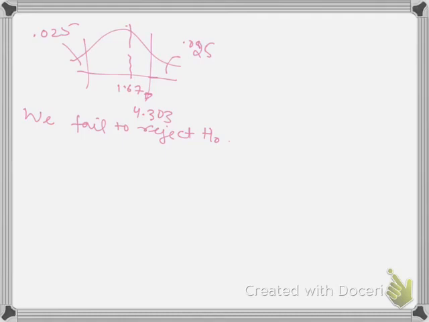Remember, we never say that we accept HA. We either reject or we fail to reject. That's all. We never say we accept, because even though you have fixed your alpha, you don't know what your beta is, what the probability of type 2 error is. Unless you know that, you don't know about it.